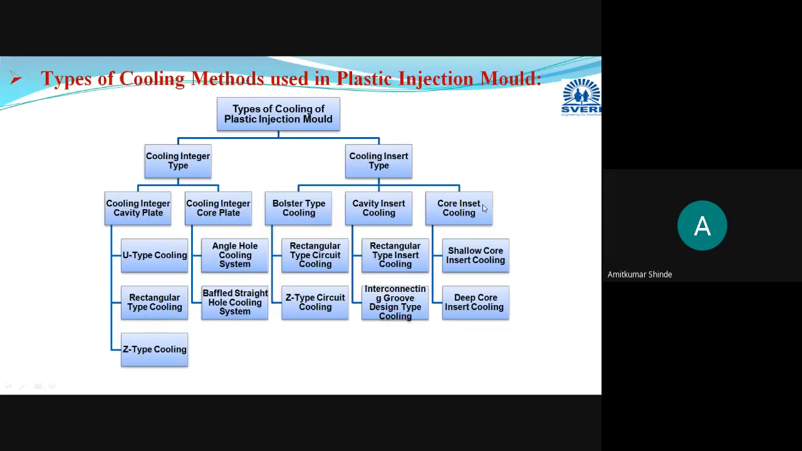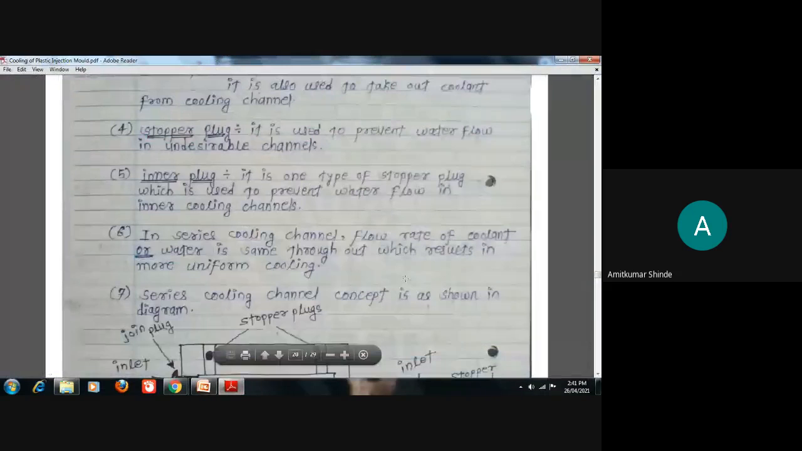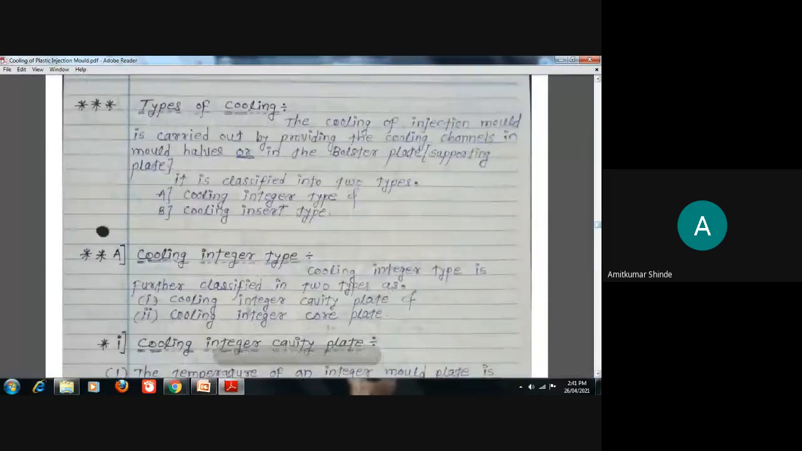Then core insert cooling is classified in shallow core insert cooling and deep core insert cooling. This classification is done only on the basis of the type of core used, how much is the depth of that core. Okay, so one by one now we will discuss their concepts here.